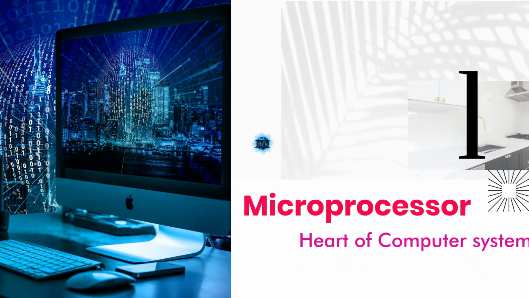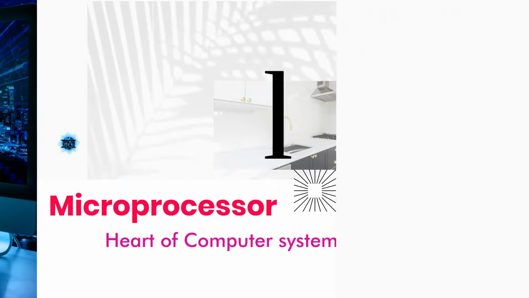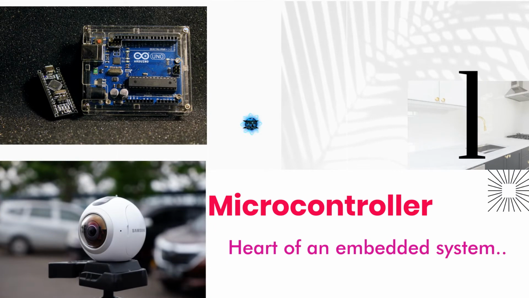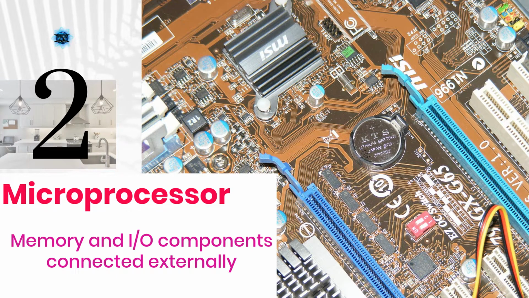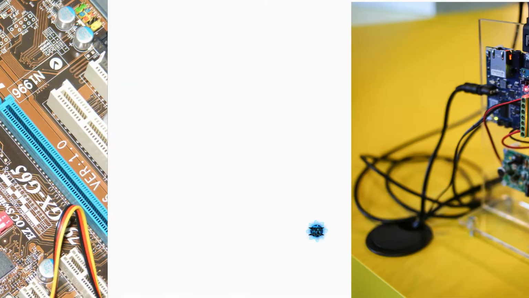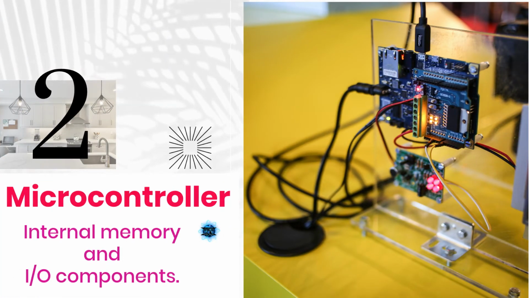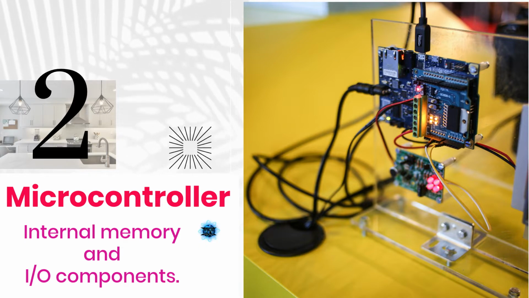Microprocessor is the heart of a computer system. Microcontroller is the heart of an embedded system. In case of microprocessor, memory and I/O components need to be connected externally. Microcontroller has a processor along with internal memory and I/O components.